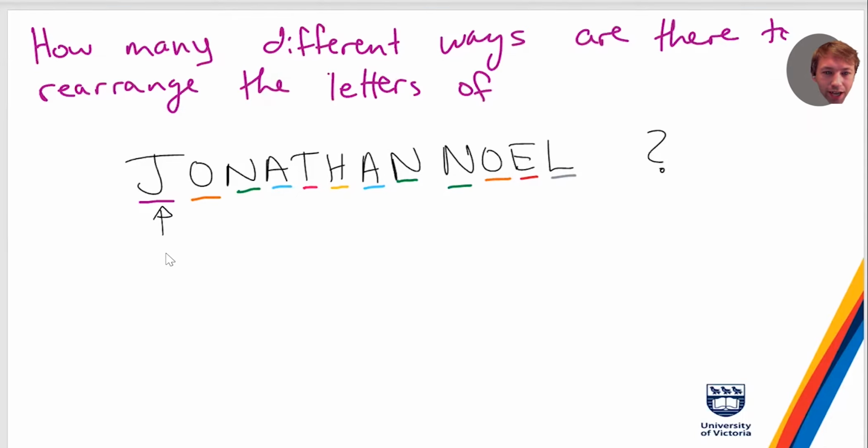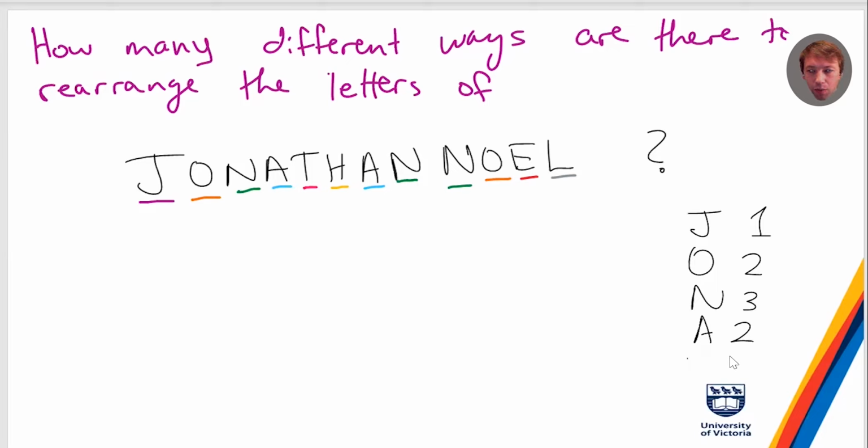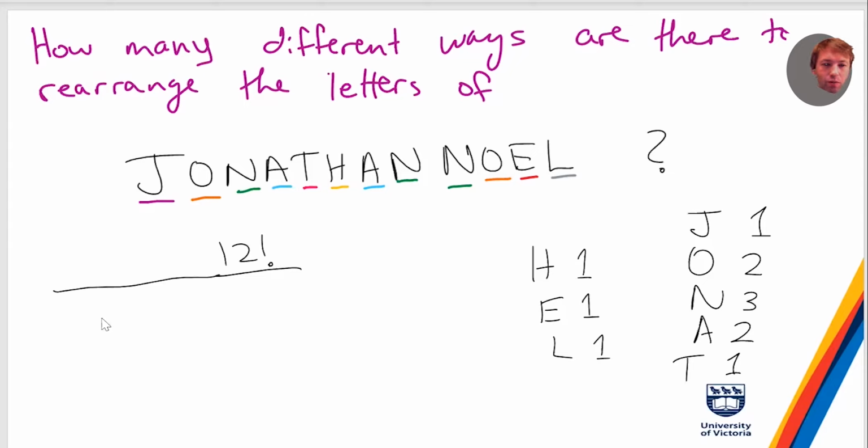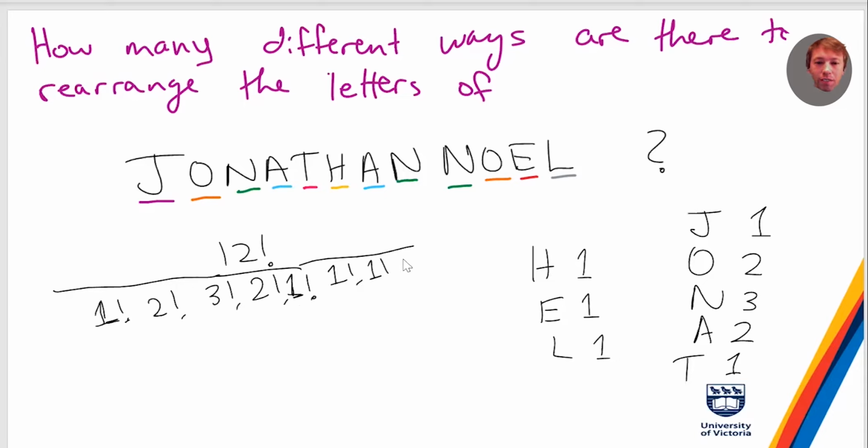So I've got 1 J. If I keep a tally over here, the number of O's is 2, the number of N's is 3, A's is 2, T, I've got 1, H, I've got 1. Is that everything? Nope. E, I've got 1, and L, I've got 1. Hopefully that adds up. And so the answer is 12 factorial over, and then you just write all of these factorials: 1 factorial, 2 factorial, 3 factorial, 2 factorial, 1 factorial, 1 factorial, 1 factorial, 1 factorial. Is that clear? 12. Okay, that adds up.